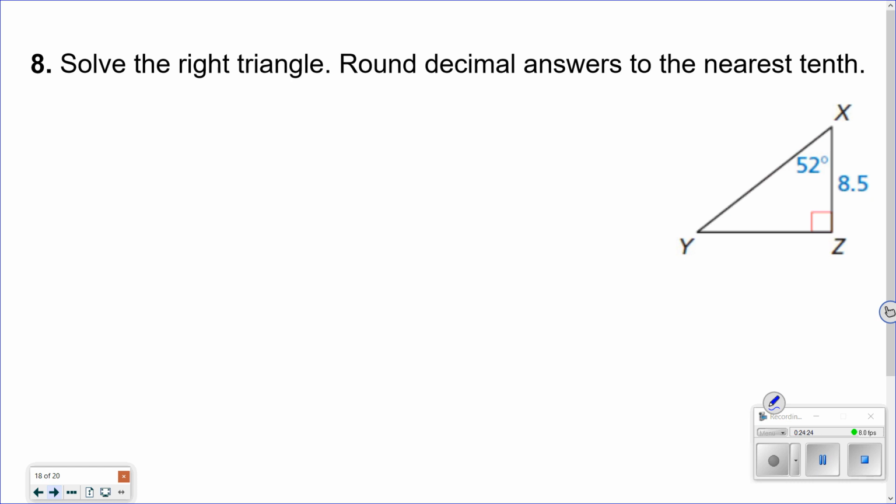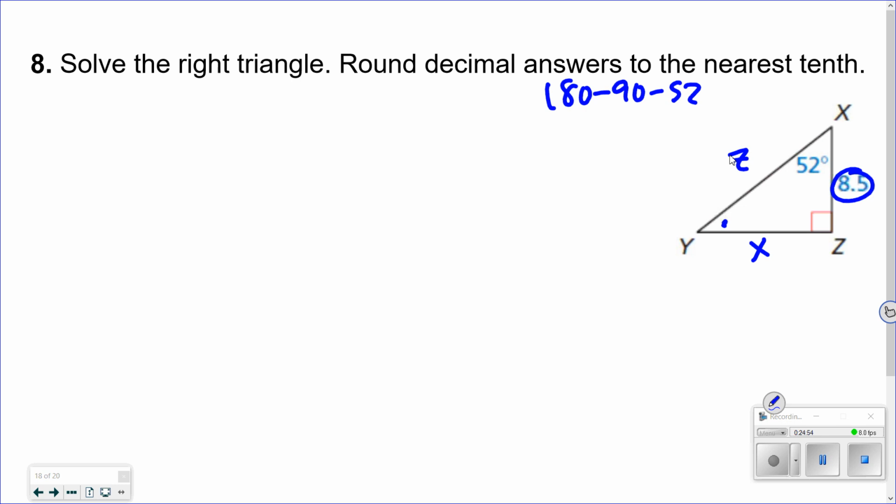Okay, let's work down through this. It wants me to solve the right triangle. That means I need to find side Z and side X. I know this side and this side over here, and I'm also trying to find angle Y. Go for the low-hanging fruit: angle Y is the easiest one. If you've got two of the angles, we just have to find the third one. So let's go 180 minus 90 minus 52.